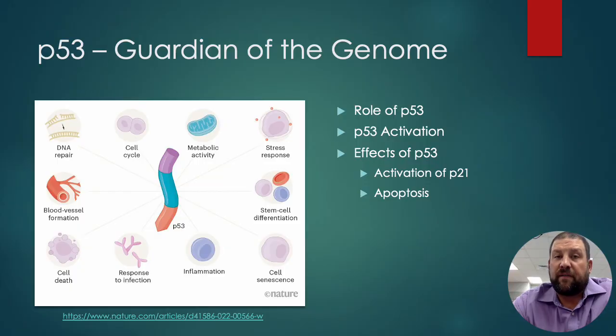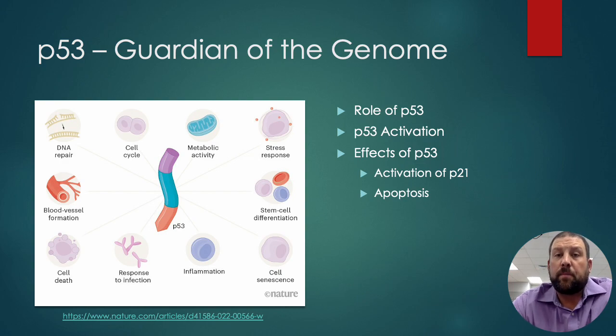The effects of p53 depend on how severe the damage is. If the damage is mild and repairable, p53 activates genes that pause the cell cycle, giving the cell time to fix its DNA. But if the damage is too severe, p53 can push the cell toward programmed cell death, also known as apoptosis, to help prevent the spread of harmful mutations. One of the most important genes p53 activates is p21.